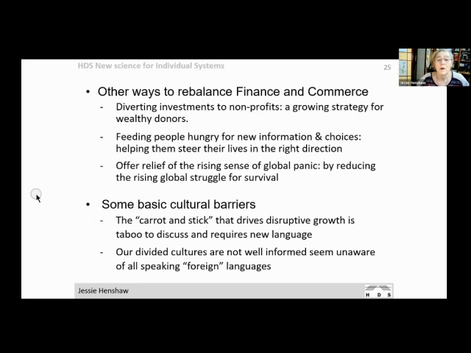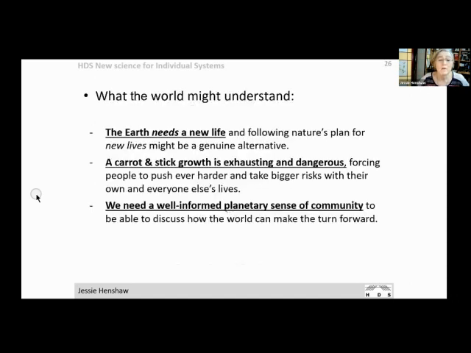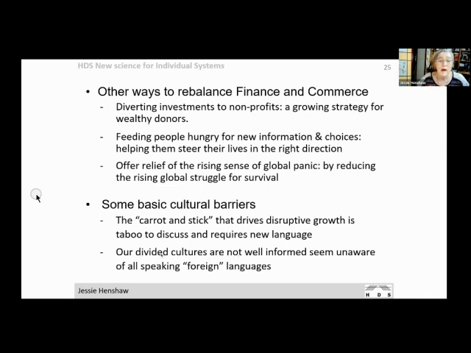I guess a lot of people also in this conference, there are a lot of proposals that are based on a promise or expectation that we have ways to respond to the global struggle for survival. The barriers I've already mentioned: the carrot and stick that drives disruptive growth is taboo and a little tricky, and our divided cultures are not well informed. There are lots of brilliant individual people making yeoman efforts, but generally speaking, they're as foreign languages relative to each other's efforts. So we're in a pickle.